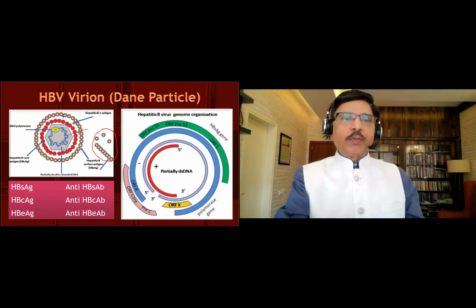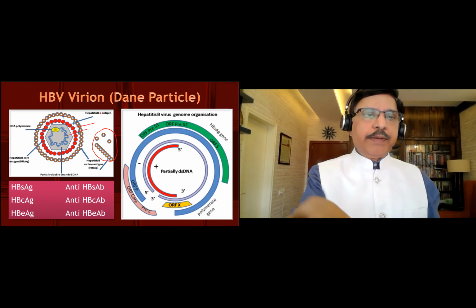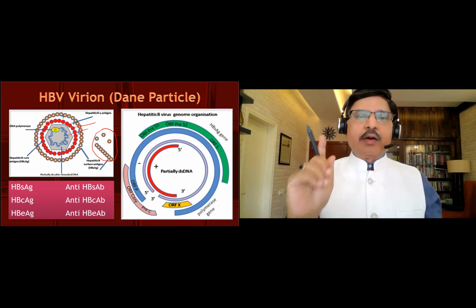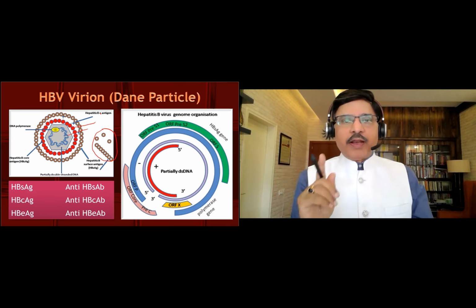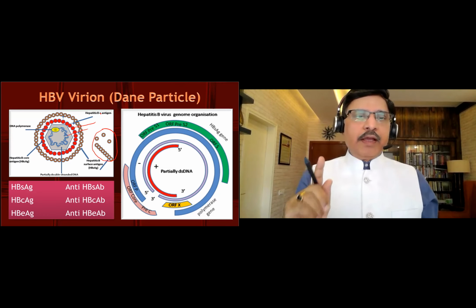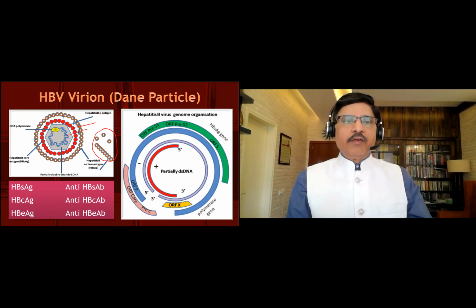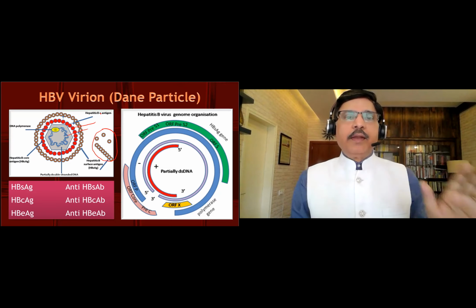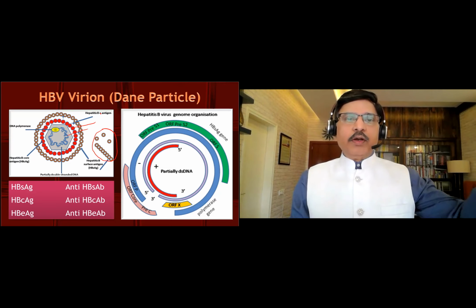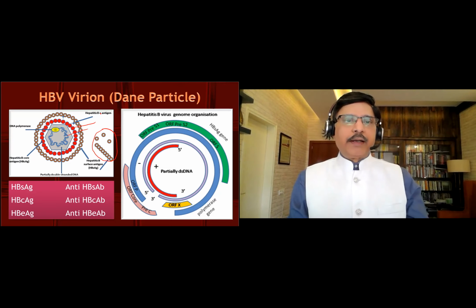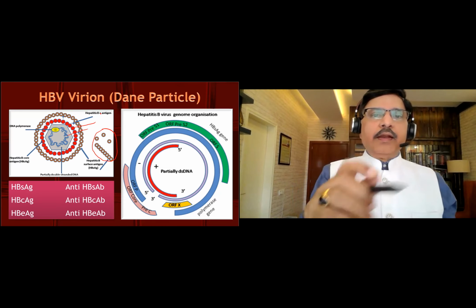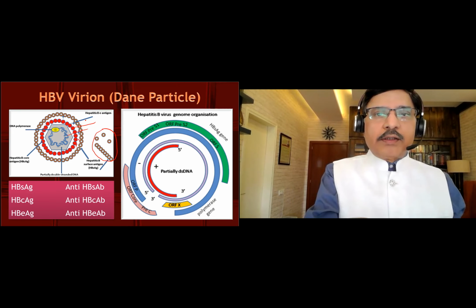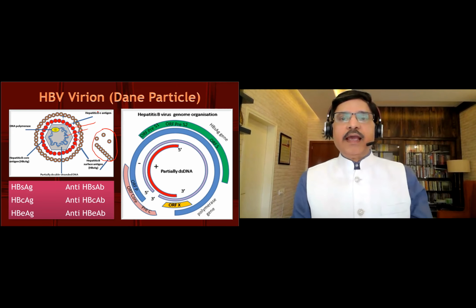Okay, the next one, the red color dots are the HBc antigen. Remember, HBc antigen never comes into the circulation. So if a lab reports HBc antigen in the serum, that means it is false. It is not correct. HBc antigen cannot be detected in the peripheral blood. It can be done only in tissue. It will be there in the hepatic tissue. Okay, and then you have the star-shaped ones coming now and then. These stars are the hepatitis B e antigen.